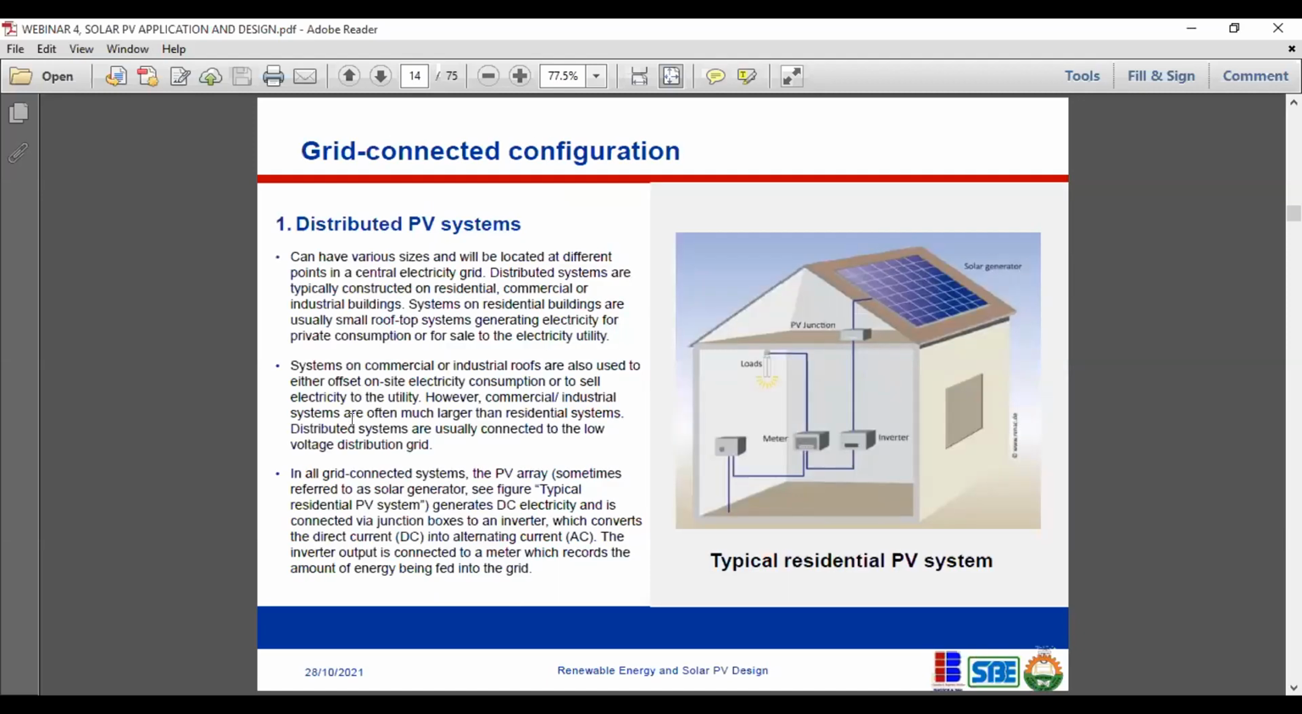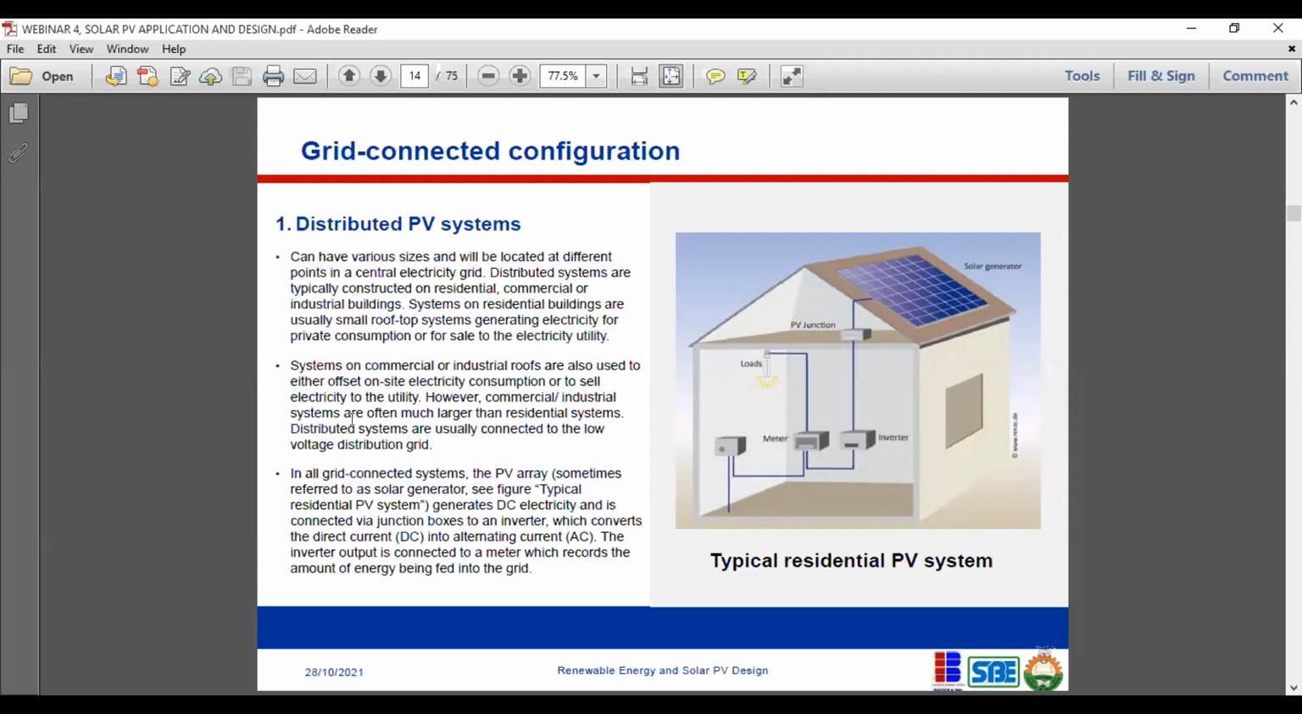So let me talk more about the grid-connected configuration. The grid-connected configuration can have various sizes and will be located at different points in the central electricity grid. Remember, when we talk about the grid, it means that there are several generators connected to a central distribution network. That's what the grid means.